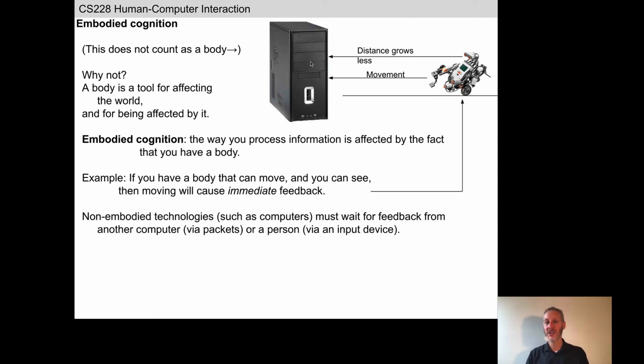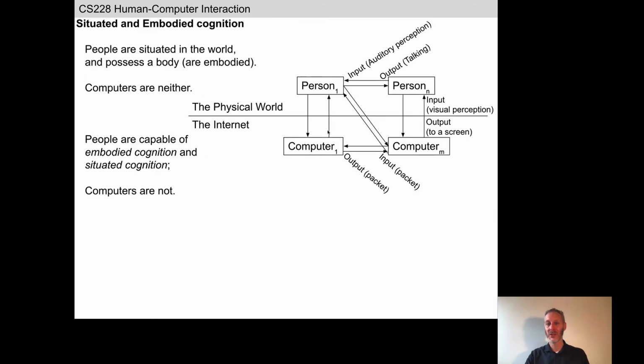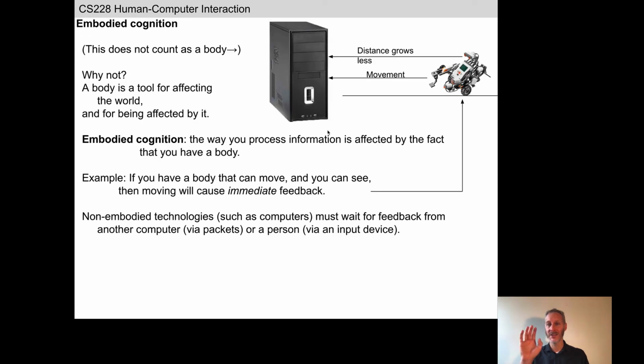The reason why most traditional computers are not considered embodied is because although they have a physical body, they cannot use it as a tool. They cannot actuate it or move it or influence the environment in any way, except in an indirect manner. So a computer, a laptop or a desktop, can influence the external world by projecting something onto the screen and, quote unquote, hoping that someone will react with a mouse or keyboard. Or it can send a packet to another computer over the internet, but those are all indirect ways of influencing the physical world.